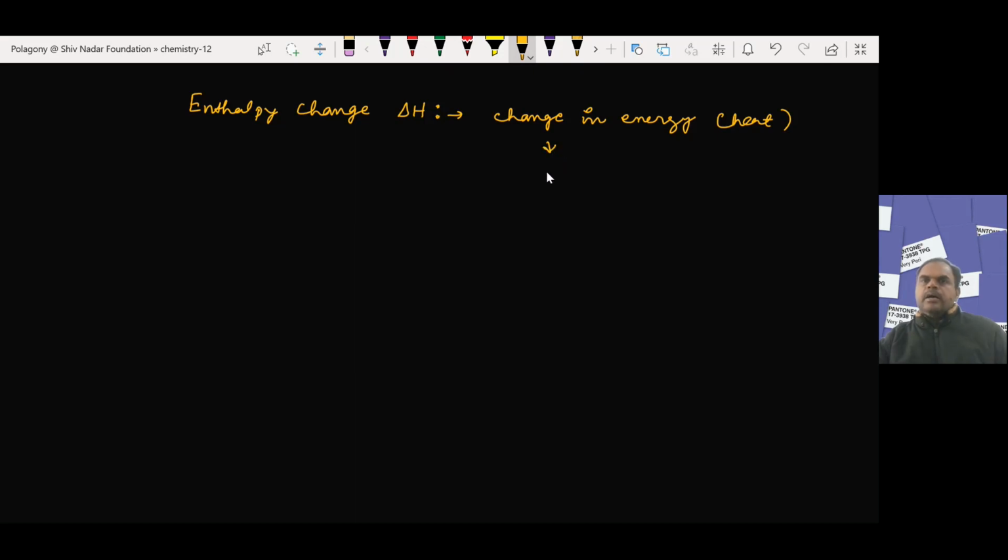So when this change in energy, heat energy, occurs at constant pressure, which is said to be 1 bar pressure, the change in energy is said to be enthalpy change. So during the course of the chemical reaction, there could be a change in energy, particularly heat energy at constant pressure. Then it is said to be enthalpy change, which is indicated with delta H.